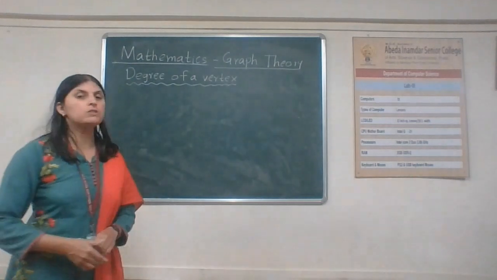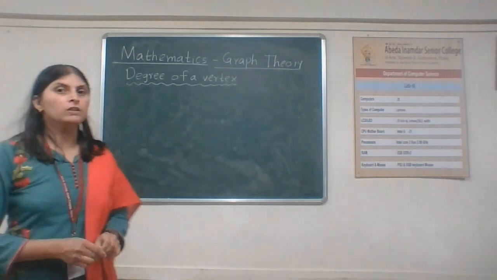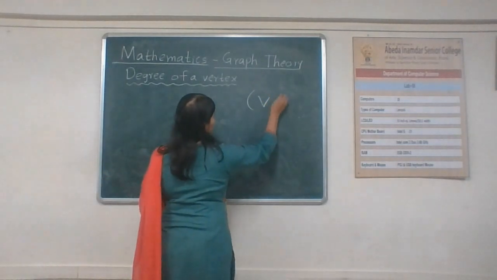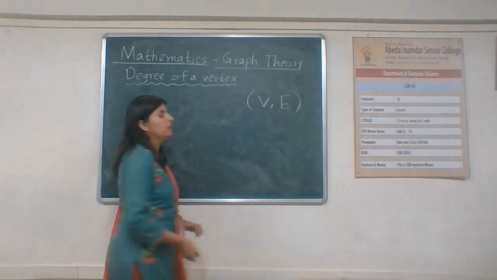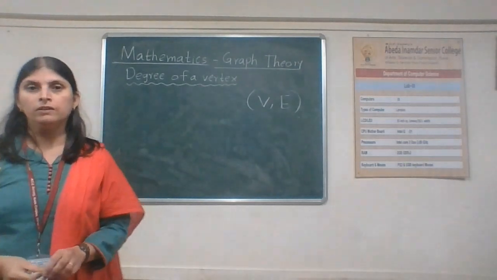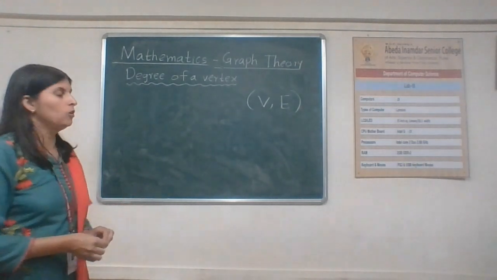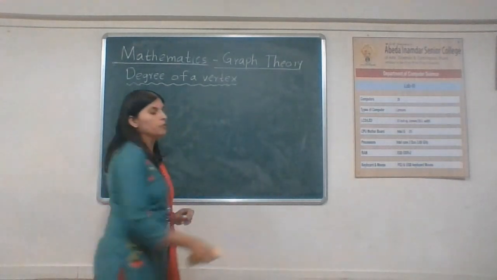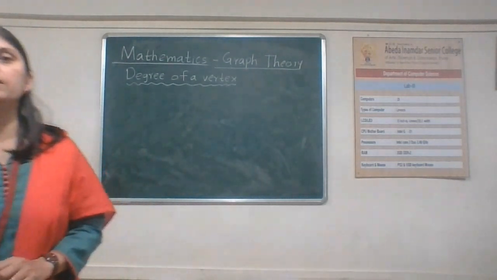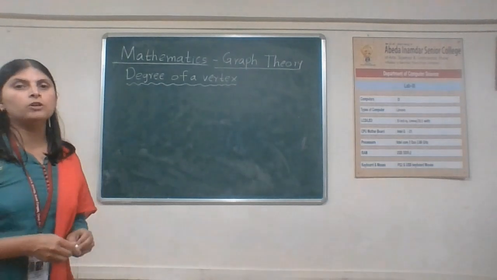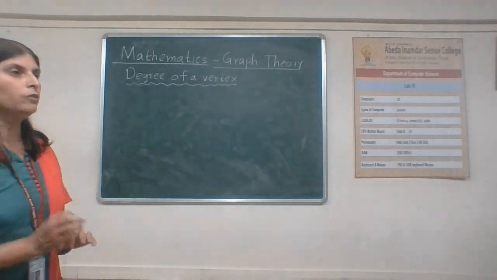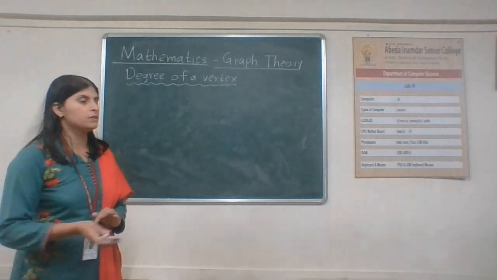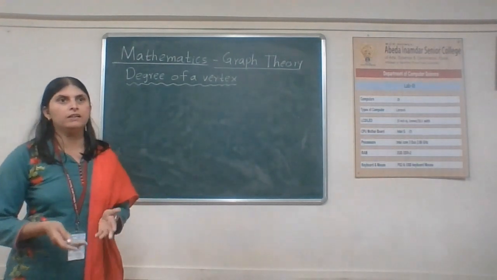In the last lecture, we have seen what is the meaning of graph. So, graph is an ordered pair (V, E), where V is a non-empty set of vertices and E is a set of edges. Now, see what is the meaning of degree of a vertex. If V is any vertex of graph G, then degree of a vertex V is nothing but the number of edges incident on that vertex. Here we are considering only undirected graphs. About directed graphs, we will see later.